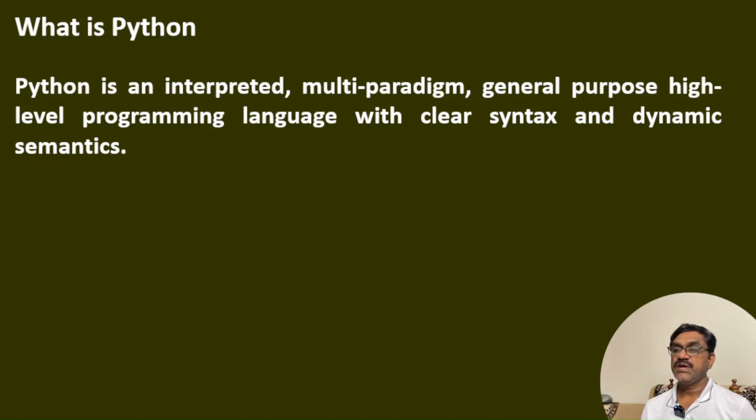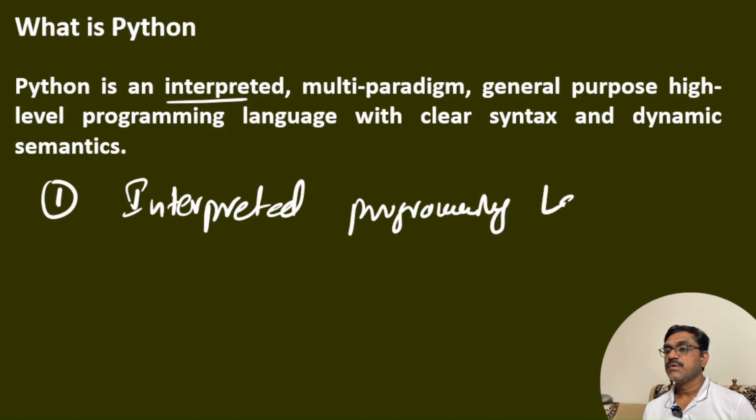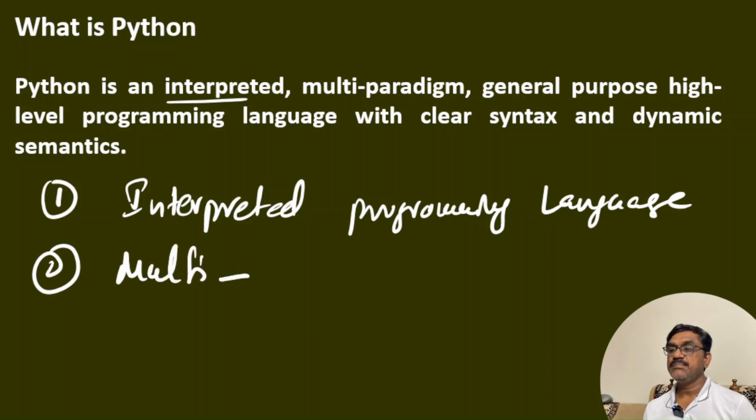Python can be defined as an interpreted, multi-paradigm, general purpose, high-level programming language with clear syntax and dynamic semantics. First, we are using the term interpreted. Python is an interpreted programming language. We will discuss what is meant by interpreted programming language and compiled programming language. And the second one is it is multi-paradigm.